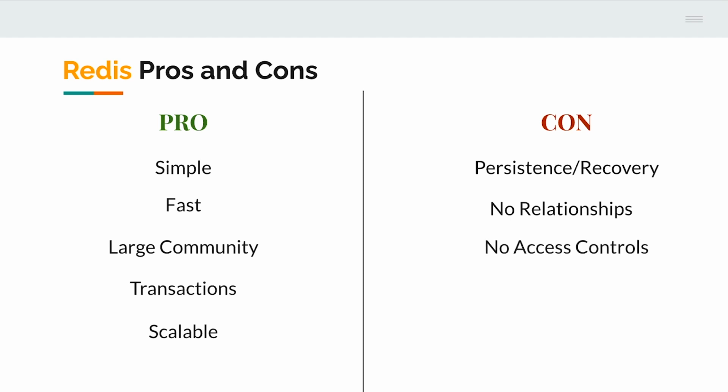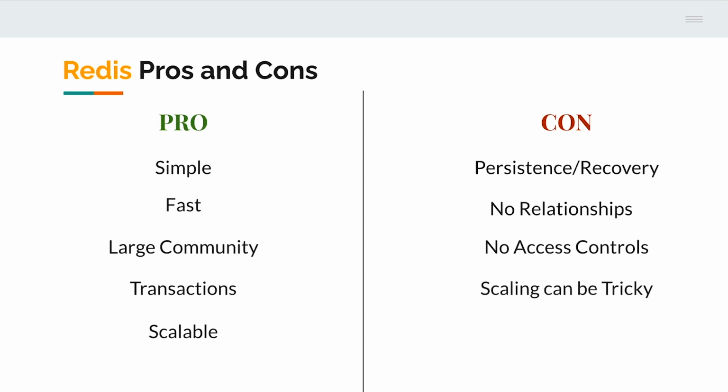And third for the cons, there's unfortunately no access controls. And this is one of the big problems with Redis. If you give someone access to your Redis cluster, they can essentially access all of the namespaces, which is the technique folks use to separate Redis out into logical different tables. So unfortunately, there's no access controls. It's all or nothing.